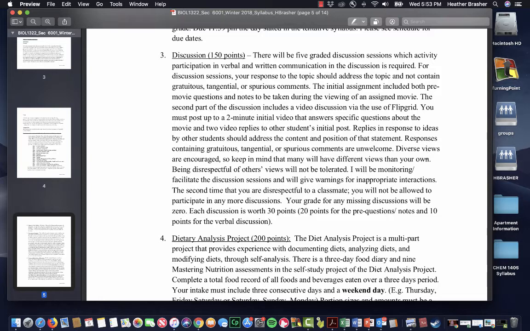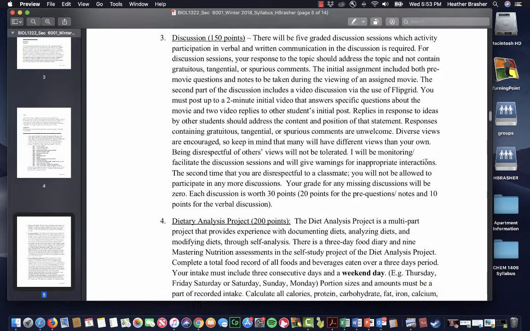Don't get tangential and just talk about stuff. Be respectful. Anytime I notice that people are not being respectful or being rude, you'll get a warning the first time, and then the second time, you're not going to be allowed to participate anymore, and you will get zeros for the entire discussion grade. So keep that in mind as you're going through.